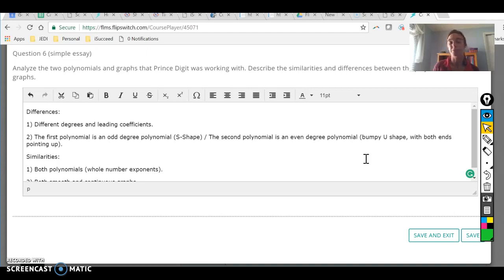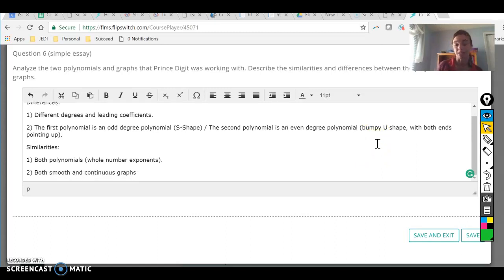Another difference is because one was odd, it had an S shape, where the ends were heading in different directions. The second polynomial had an even degree, which meant that it was going to be like a bumpy U shape with both ends pointing up.